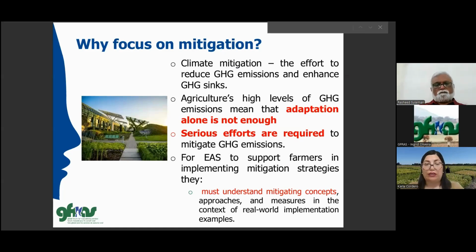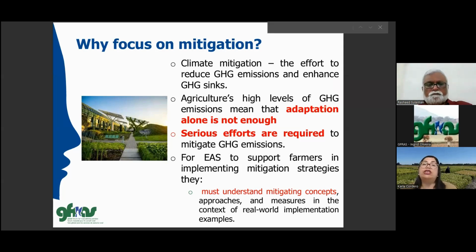Why focus on mitigation, as we focused before on adaptation? Mitigation is the effort to reduce greenhouse gas emissions and enhance the sinks of these GHG. The high level of GHG emissions in agriculture means that adaptation alone is not enough. So serious efforts are required to mitigate these emissions.